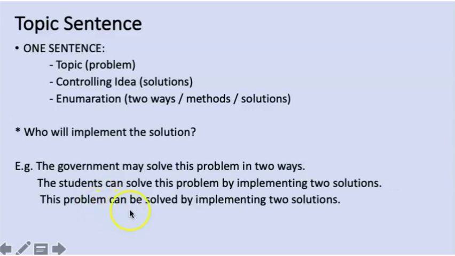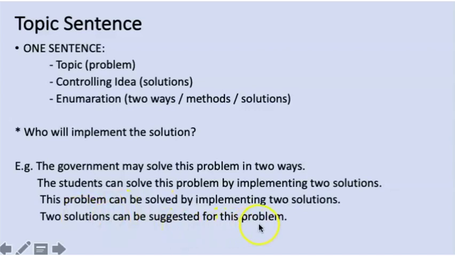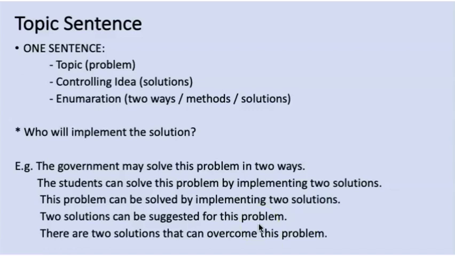This problem can be solved by implementing two solutions. Who will solve the problem is not stated. We don't have to state it all the time. Two solutions can be suggested for this problem. This is an alternative topic sentence. There are two solutions that can overcome this problem.